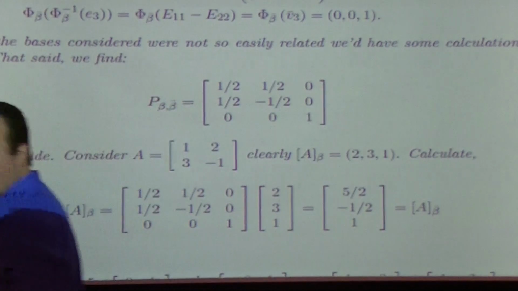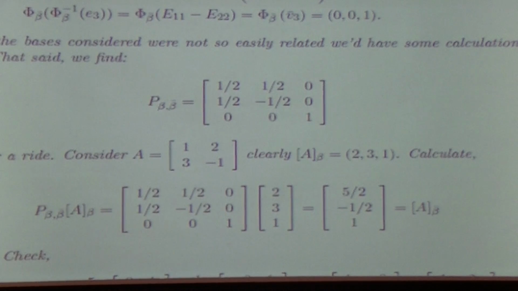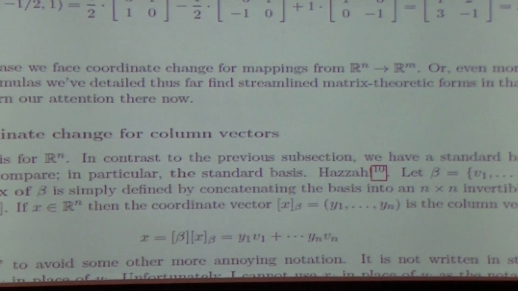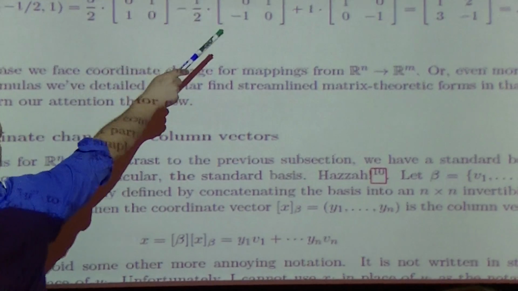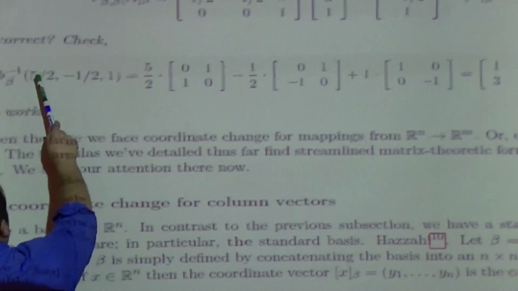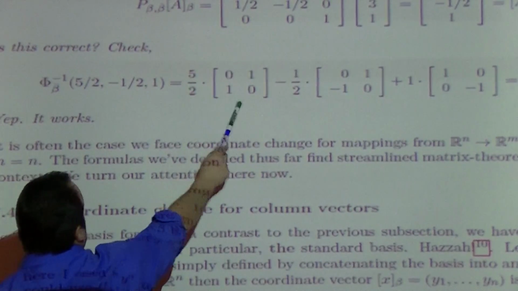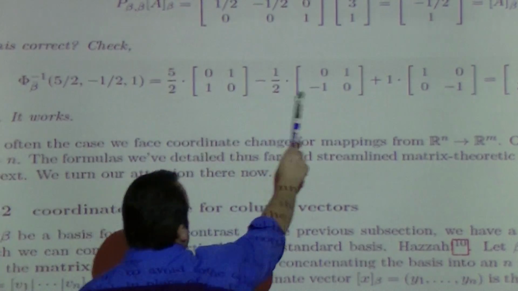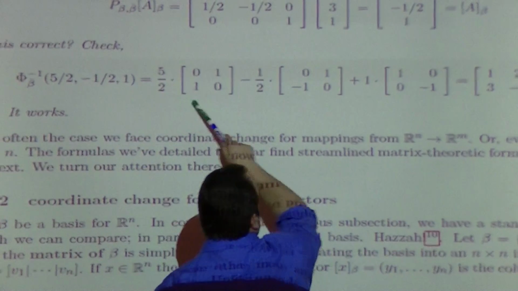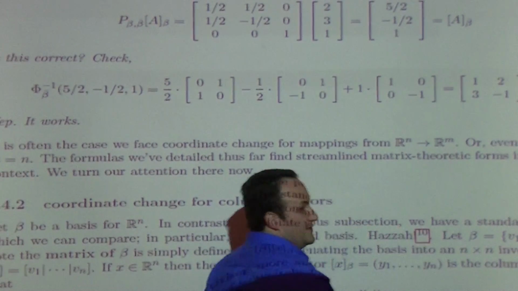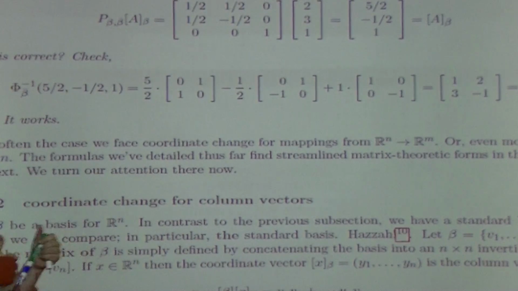Now how do we check if that's right or wrong? Well, if it's right, then when I calculate the inverse image of that coordinate vector, I should get back A, right? So I take 5/2 times the first thing, minus 1/2 times the second thing, plus 1 times the third thing in beta bar. If you add these things together, you get back A, and as you can see, it works.